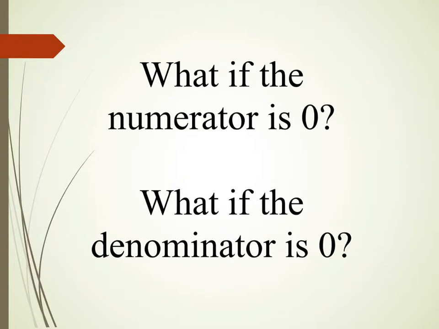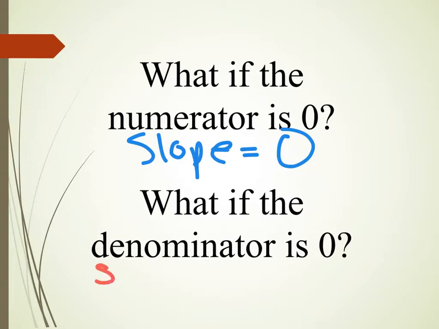Now, it says, what if the numerator is 0? If the numerator is 0, then your slope equals 0. But if ever you have 0 in the denominator, then your slope is undefined.